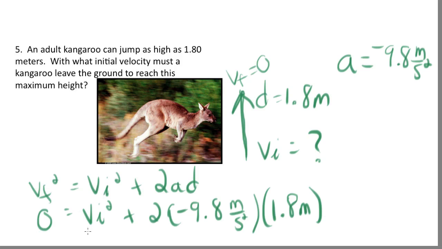Don't worry, you won't be taking the square root of negative numbers ever in physics. And then we take the square root of meters squared per second squared, you get meters per second. So to plug that into your calculator, the square root of 2 times 9.8 times 1.8, and we are going to take the square root of that, and you get 5.9 meters per second, and if the direction was asked, it would be up.